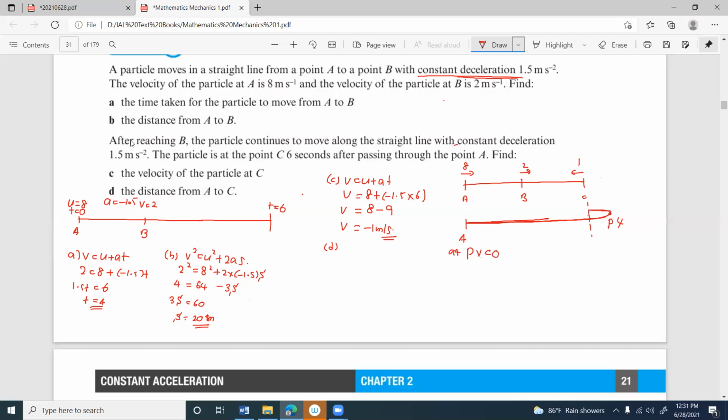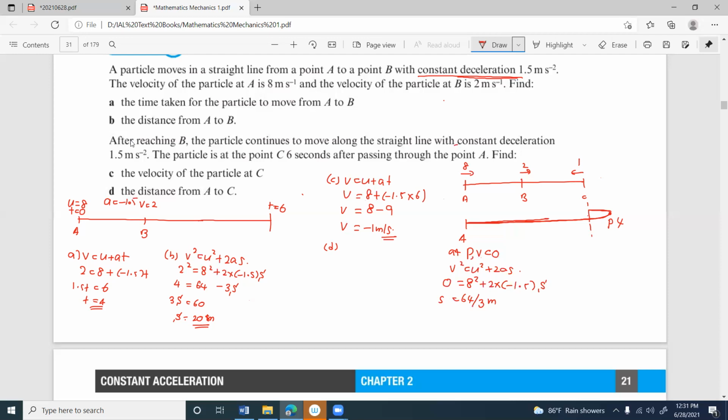Then we can apply it to find the distance from A to P. I'll just apply V squared equals U squared plus 2AS. V squared is 0 at P. U squared is 8 squared plus 2 into minus 1.5 into S. Then S becomes how much? It turns out to be 64 divided by 3 meters. That is the distance from A to P. Now I need to find the total distance. Again, I'll try to find the distance from A to C.